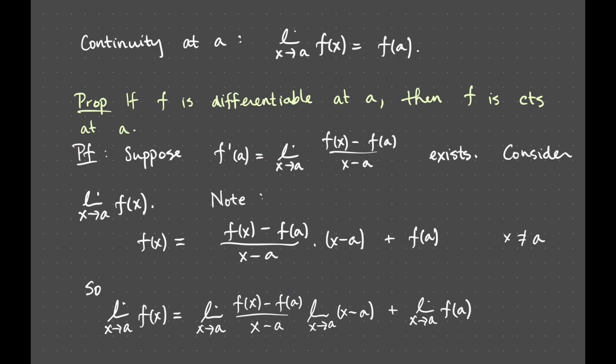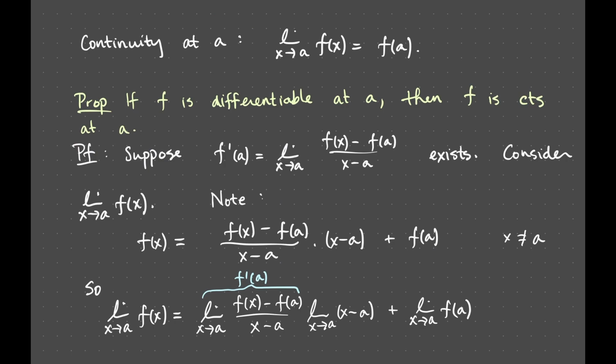Applying these results, we see that the right-hand side becomes the limit of the difference quotient times the limit of the quantity x minus a, plus the limit of f of a. Let's look at each of these limits separately. The limit of the difference quotient we know. It's just the derivative of f at a by our computations we did earlier. And since our hypothesis is that f is differentiable at x equals a, we can replace this limit by f prime of a.